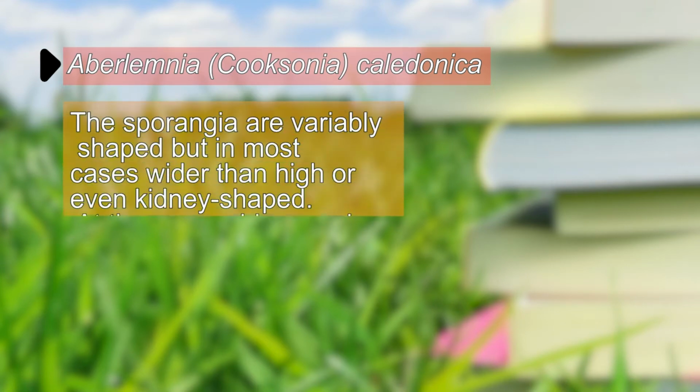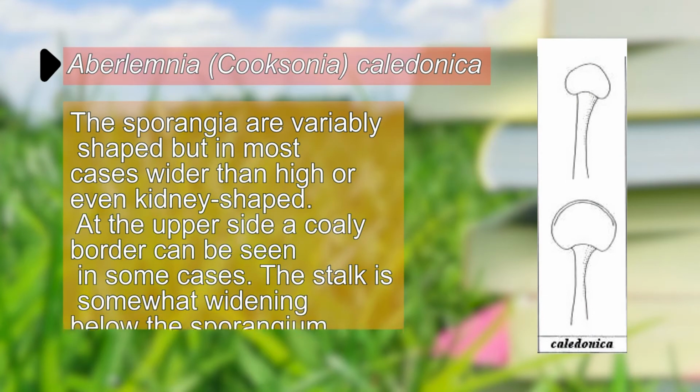Then we will be talking about Cooksonia caledonica or Uskiella caledonica. The sporangia are variably shaped but in most cases wider than high, or sometimes even kidney shaped. At the upper side, a coaly border can be seen in some cases.